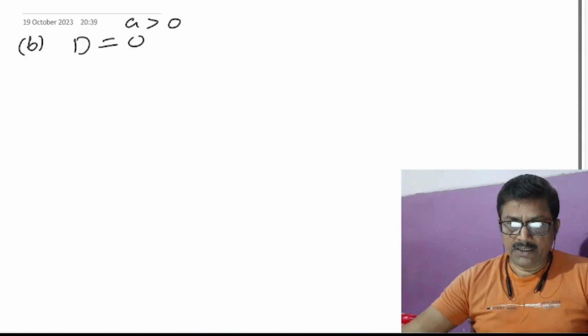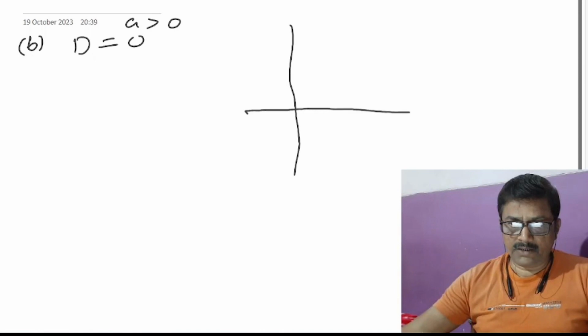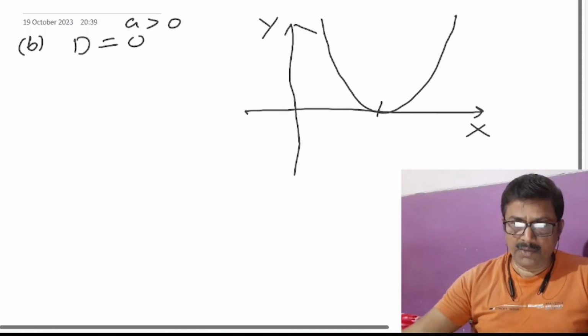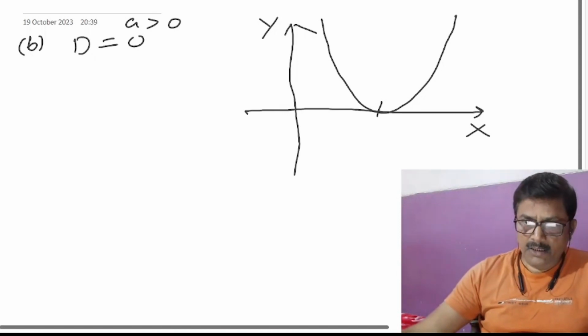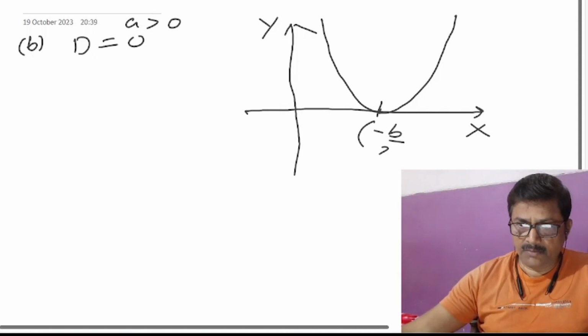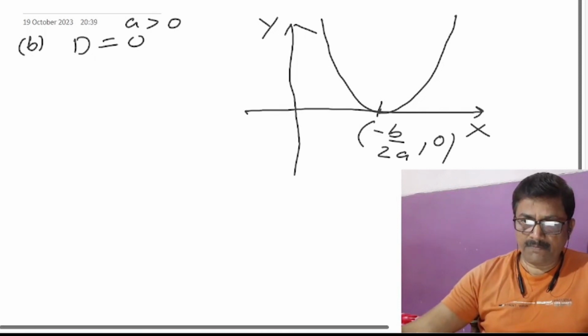So we have learned in our first video that the graph will cut the x-axis only at one point. And A is positive, so the opening will be upward. Now this is the vertex, and the coordinate of the vertex will be minus b upon 2a, and the value of y is 0. This point is lying on the x-axis, so the value of y is 0.